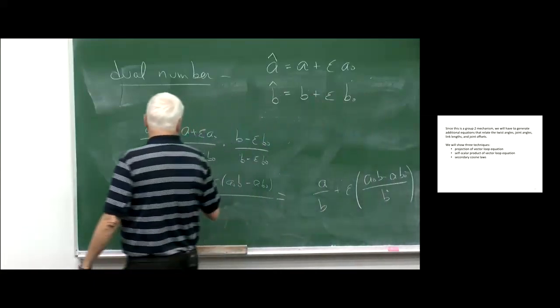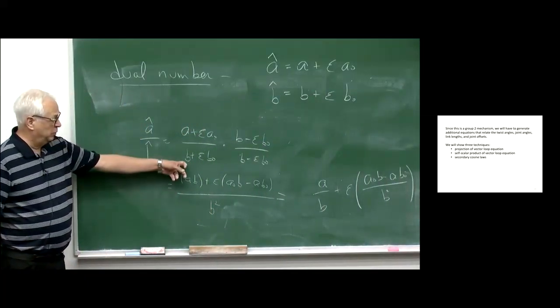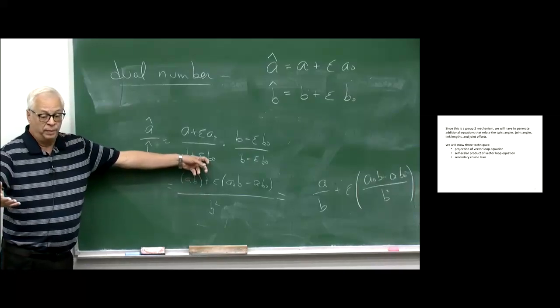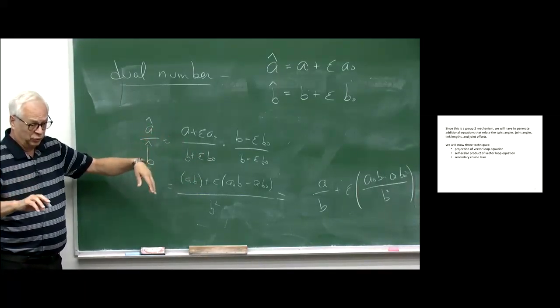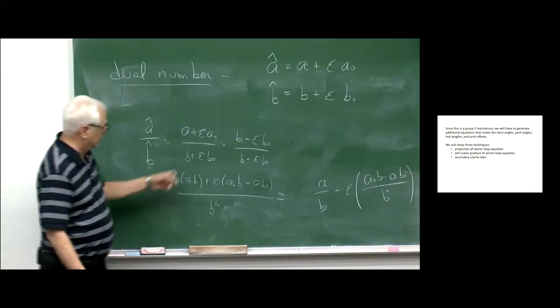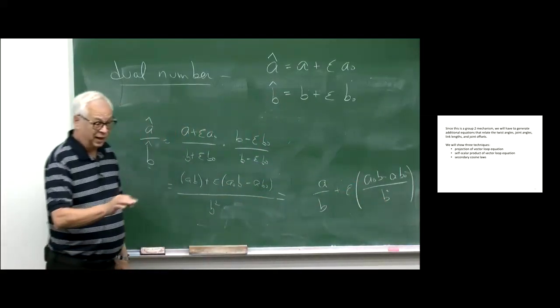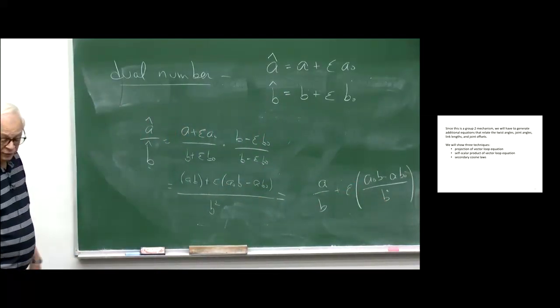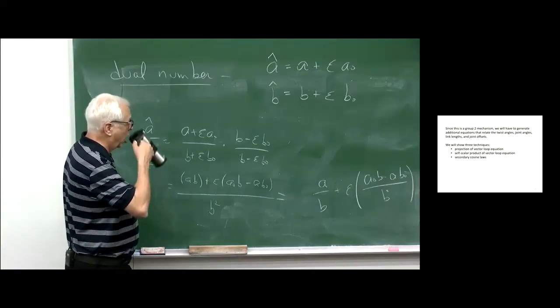Okay, what if I was dividing by my b plus epsilon b naught? What if this b was 0 and b naught was 5? Dr. Duffy called that a pure dual number because it only had a dual part. It didn't have a real part. And the problem is if this b goes to 0, right? So what we say is that's not allowed. It's not defined. You can't divide a dual number by a pure dual number. Not going to work.